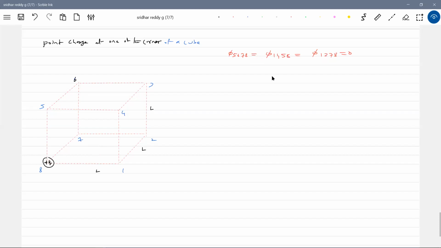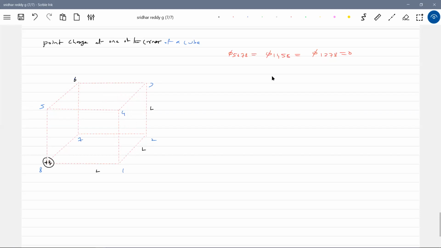Able to imagine? If you draw the lines of force, they will be tangential to 1, 2, 7, 8. The electric field vector, similarly, will be tangential to 5, 6, 7, 8, and also tangential to 1, 4, 5, 8. So flux will be 0. But what was the question asked? Find the flux through the cube and the flux linking each face.